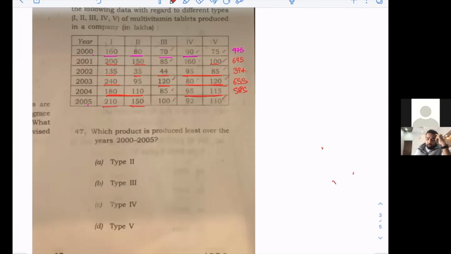210, 150, 360. 360 plus 100 would be 460. 460 plus 110 would make it 570. 570 plus 100 would be 670, minus 2 minus 8 would be 662. Okay. Now we're going to add it like this, add it like this, add it like this.